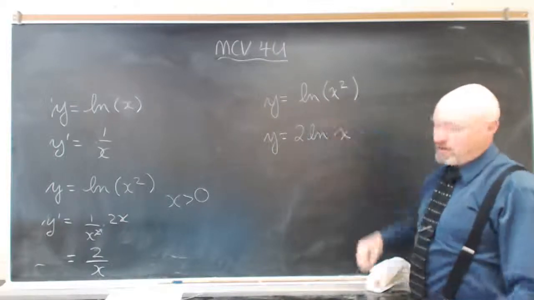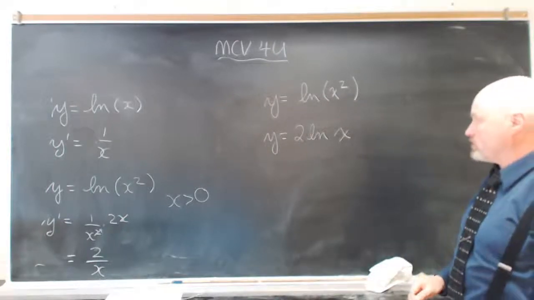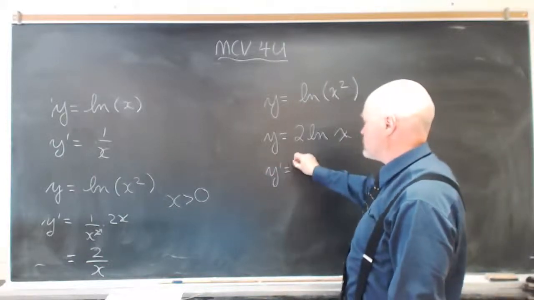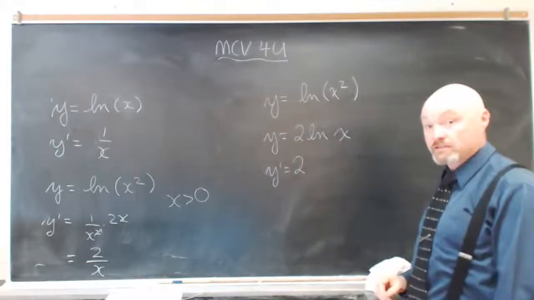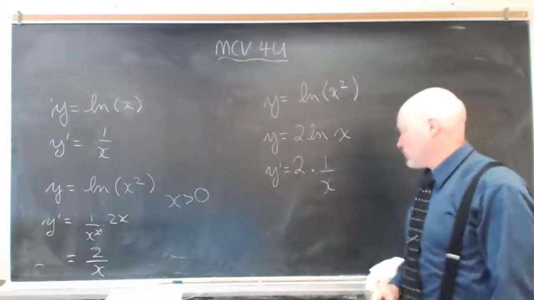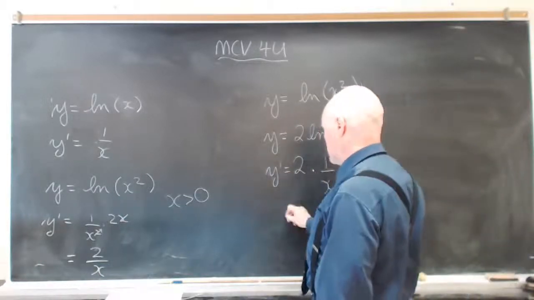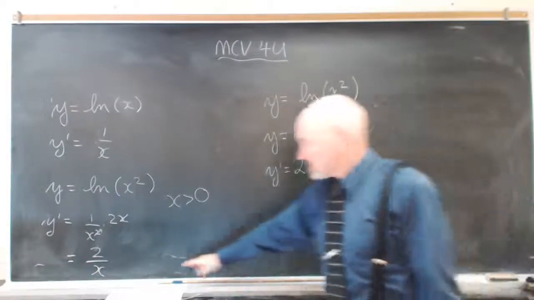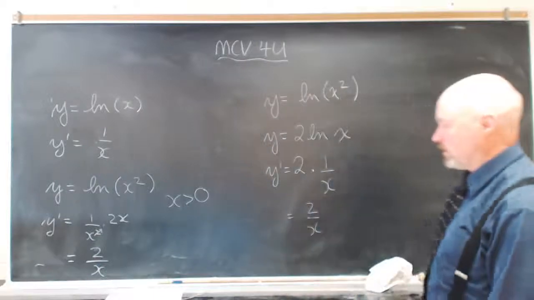So the exponent can come down front. You might remember that from functions. And now we don't have to use the chain rule anymore. We can just use the constant rule. And it becomes 2 times 1 over x, or 2 over x. So it's just the same thing, but it all works out.